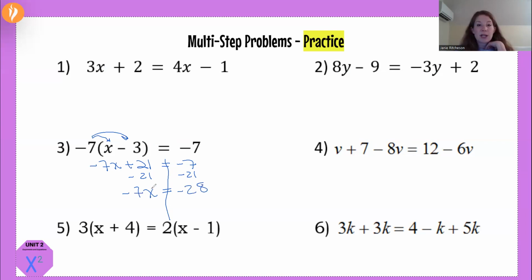So now I want to get rid of times negative 7. I'm going to divide both sides by negative 7. Those are gone because 7 divided by 7 is 1, and 1 times x is x. A negative divided by a negative is a positive, and 28 divided by 7 is positive 4.